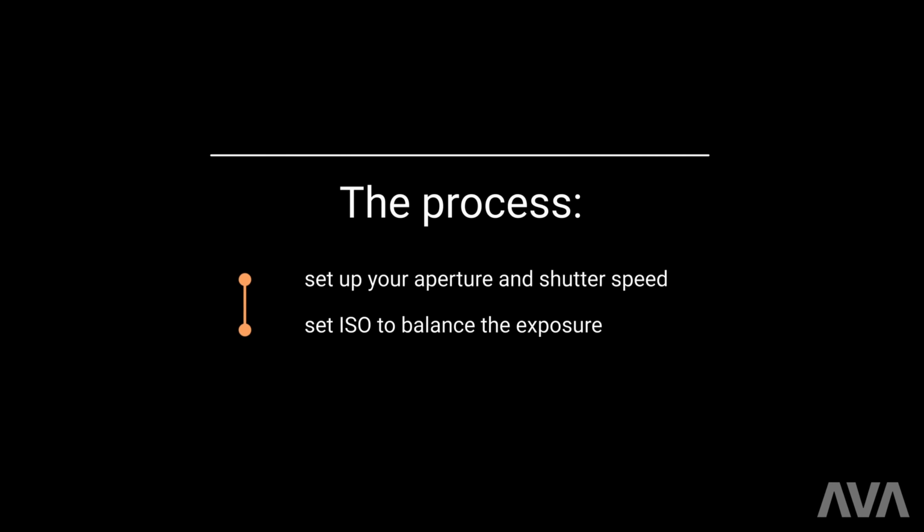So basically, the process is that you set up your aperture and shutter speed as you want, and then you set ISO to balance the exposure.